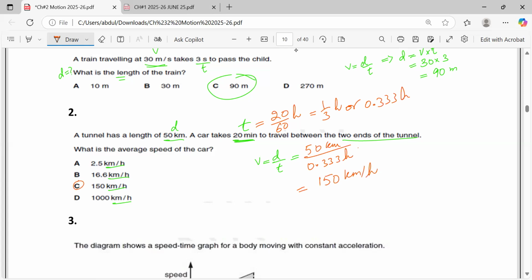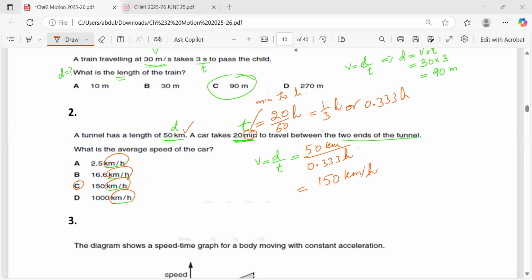Correct answer is C. So 50 divided by 0.333, the answer is 150. So 150 kilometers per hour. So what did you learn from this multiple choice question? Check the given options. All options are saying the answer should be in kilometers per hour. But time must be converted from minutes to hours. So the correct answer is C. Reading the question carefully is very important to be successful in exams.